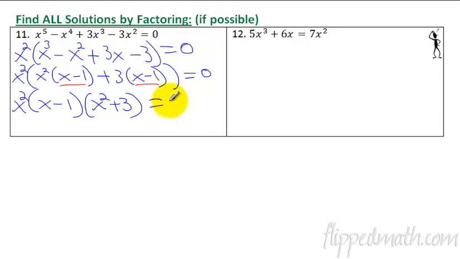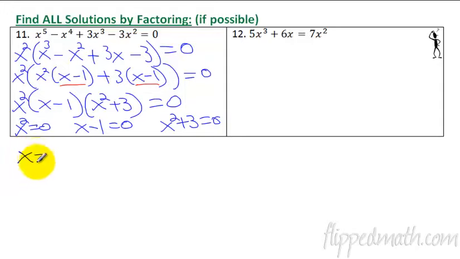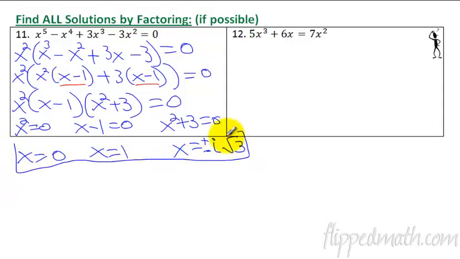All right, equals 0. Now you use the ZPP. And why? Because it equals a 0, and you have all of these terms here. So you say that x squared equals 0, or x minus 1 equals 0, or x squared plus 3 equals 0. And when you solve these, you get x equals 0, x equals 1, and this one you're going to end up with x equals plus or minus, because you're going to take the square root of both sides. You'll have a negative 3 over here, so that means it's i, for imaginary, square root of 3. Yes, we are doing imaginary roots as well as real roots. Okay, so there is our answers for number 11.